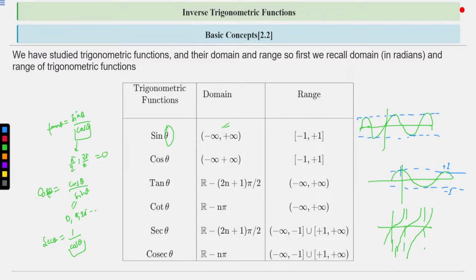Okay. So at odd multiples of pi by 2, sec theta will not be defined. Now the range of sec theta is from minus infinity to minus 1 union 1 to infinity, right?